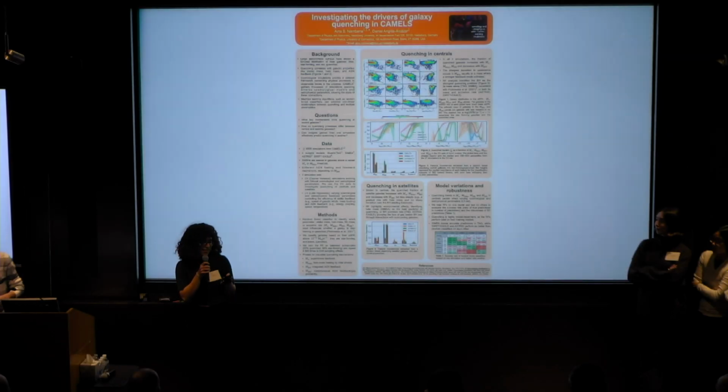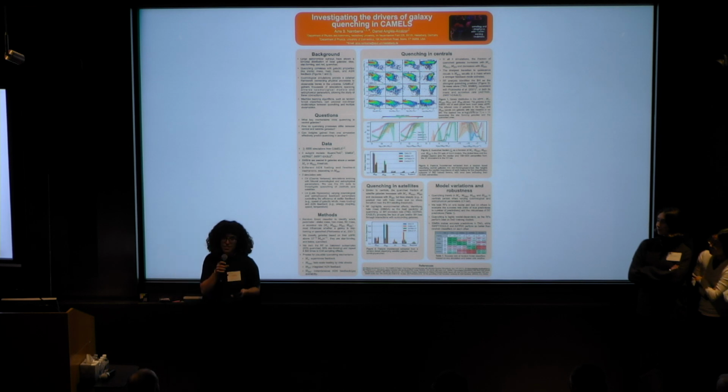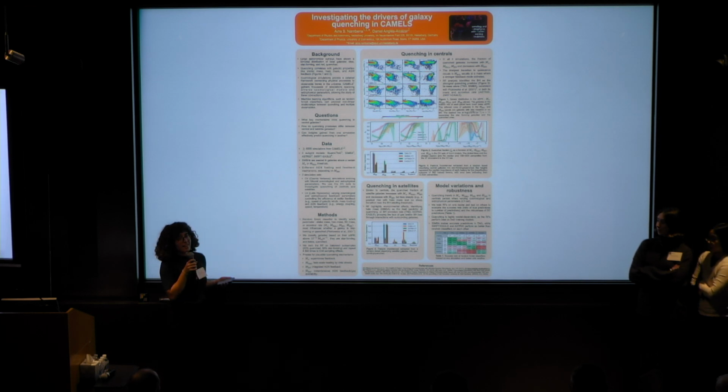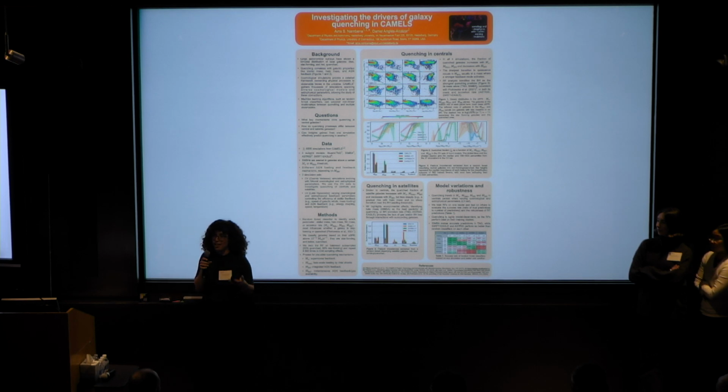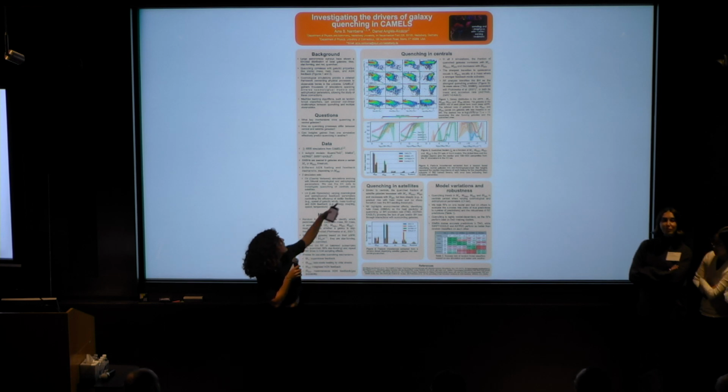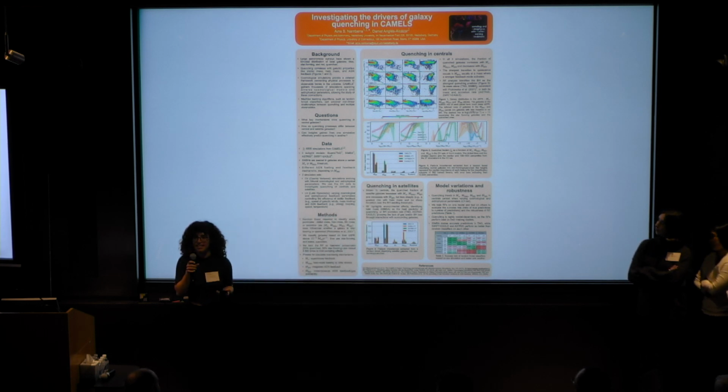Hi, I'm Aina Nambina, and I use random forest analysis on a couple of thousand simulations from CAMELS to try to understand what drives galaxies to quench their star formation. And I found that in central galaxies, the supermassive black hole is the key indicator of whether a galaxy is forming stars or not.